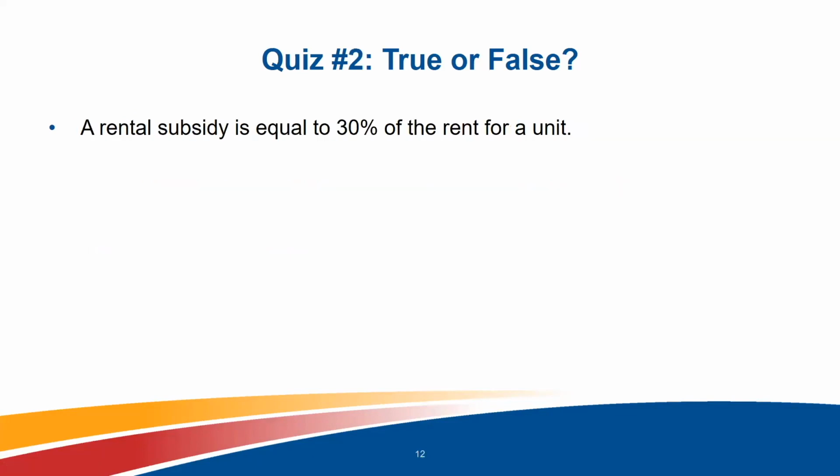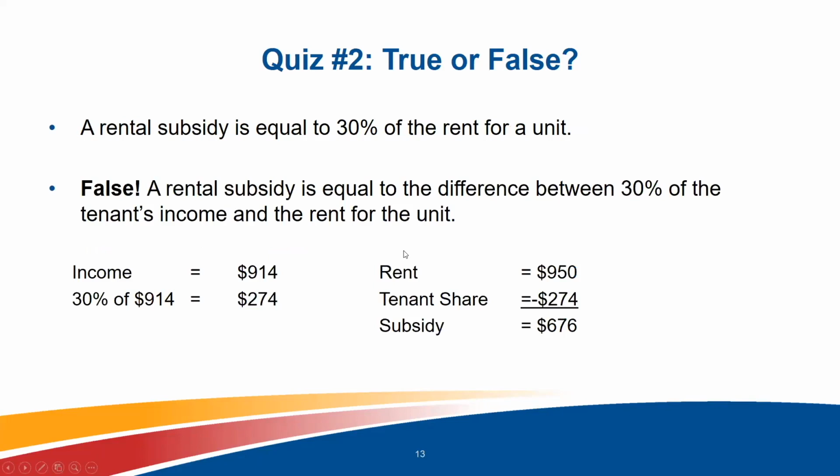Quiz number 2. True or false? A rental subsidy is equal to 30% of the rent for a unit. False. A rental subsidy is equal to the difference between 30% of the tenant's income and the rent for the unit. The difference between the tenant share and the total rent is often called a subsidy or rental assistance.